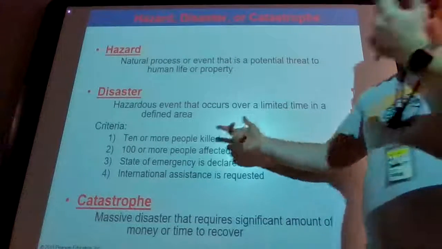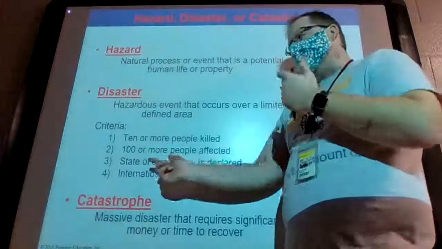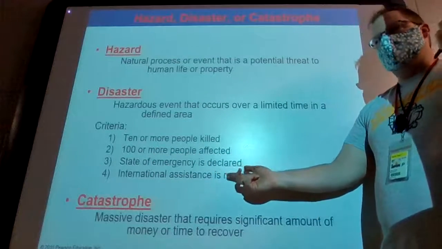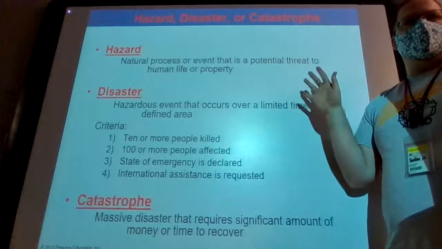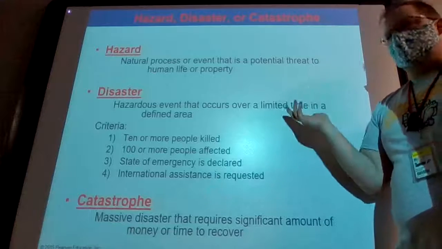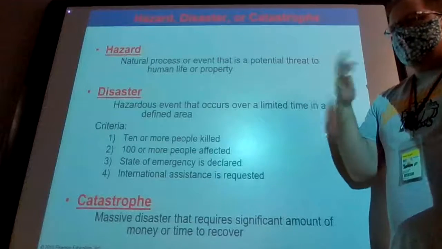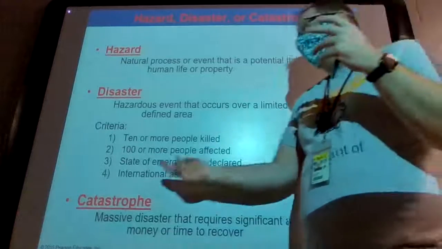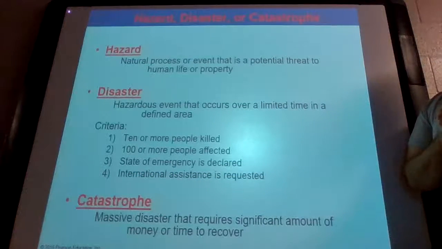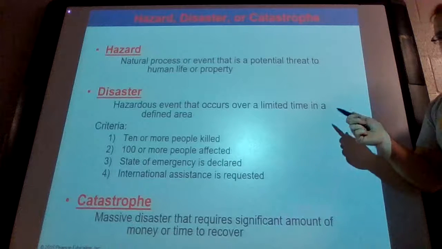So criteria for disaster: 10 or more people get killed, 100 or more people are affected, a state of emergency is declared, which is usually something we kind of wait for. Did the president declare a state of emergency? Did the governor declare a state of emergency? That's kind of an indicator of how bad things are. And then international assistance is requested. Are other countries like, oh, you probably need some help with that? You might have a disaster on your hands.